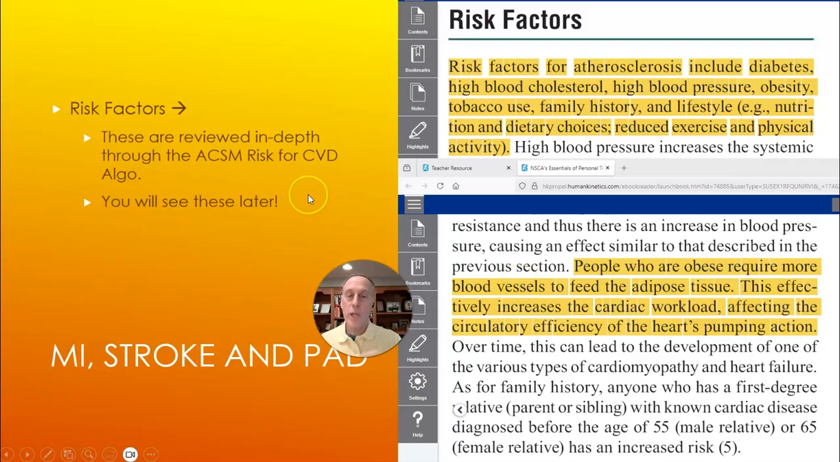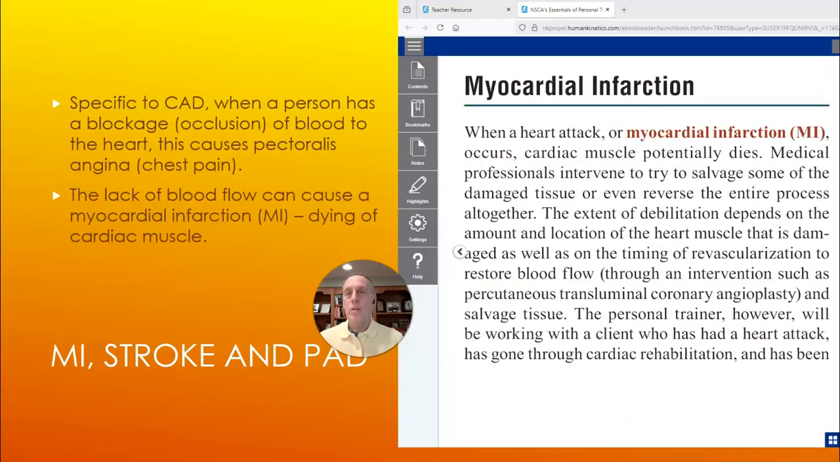So a person who gains weight is not only working harder muscularly, but they're working harder cardiovascularly as well. So specific to cardiovascular disease or coronary artery disease, when a person has a blockage, an occlusion of blood to the heart, that causes that pectoralis angina. That's that pain that we were talking about in the heart.